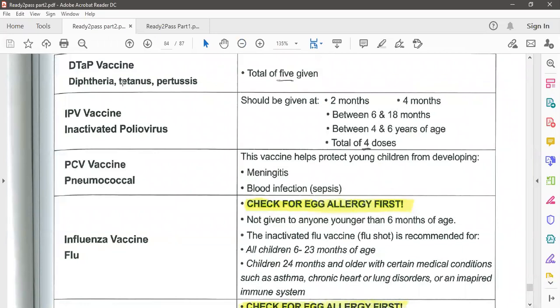So DTaP vaccine. DTaP means D for diphtheria, T for tetanus, and P for pertussis. DTaP total 5 doses should be given, right? The other is called IPV, meaning polio vaccine. IPV stands for inactivated polio, and basically we give 4 doses. First dose at the second month, second at 4 months, third dose at 6 to 18 months, and the fourth dose we give at 4 to 6 years of age. And the last one is the booster dose.